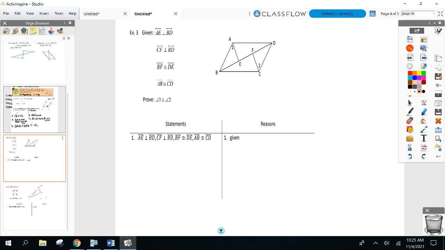Triangles congruent. Congruent with the HL because you have the hypotenuse. It's congruent in a given statement, and then from the subtraction you have this number.